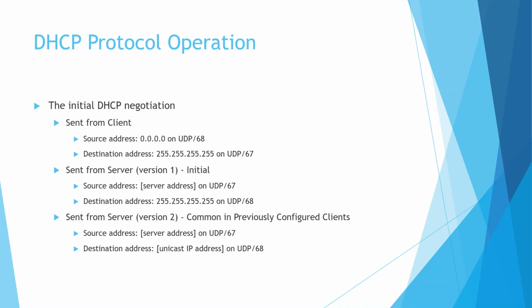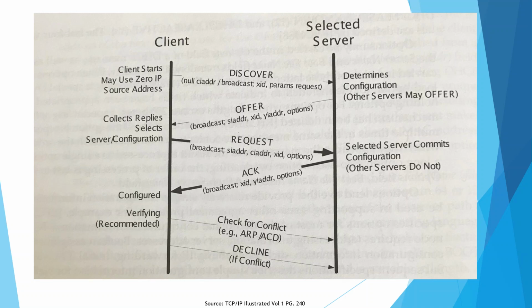Now, in the case of a previously configured client, we would have the source address from a server perspective be the server address, again, on UDP port 67 for a DHCP server, and then the destination address could be that unicast IP address on UDP port 68. So, for instance, if we are going through the renewal process, we're not going to use the broadcast functionality at that point because we don't need to. We do have an IP address where we're able to communicate on the network, so we can just use that unicast.